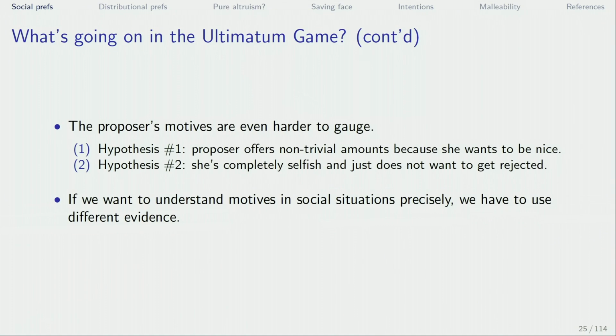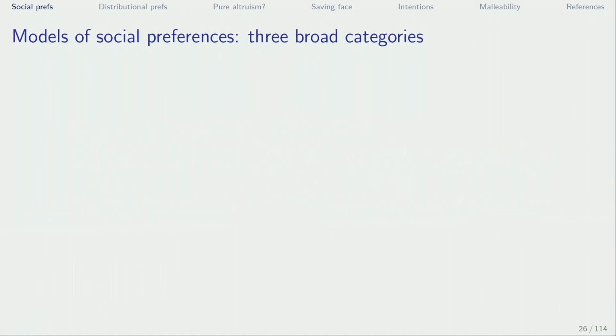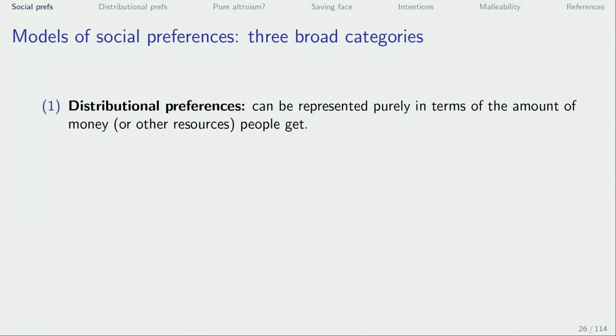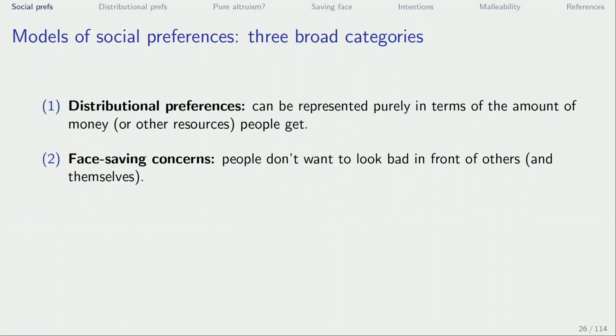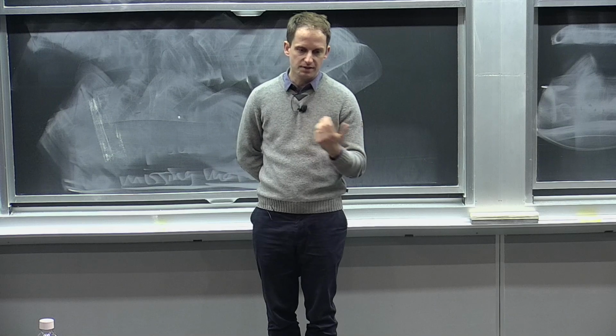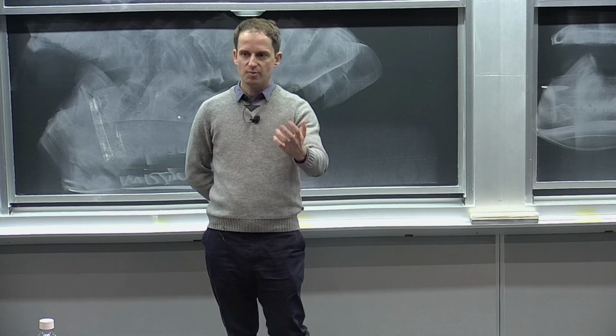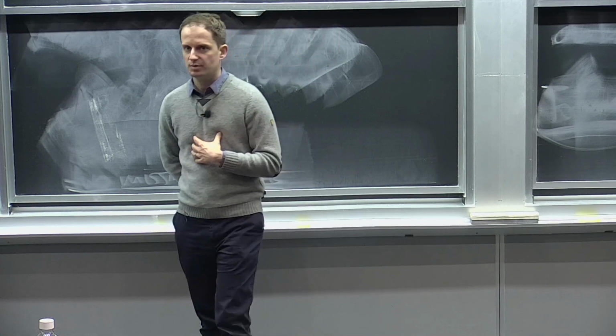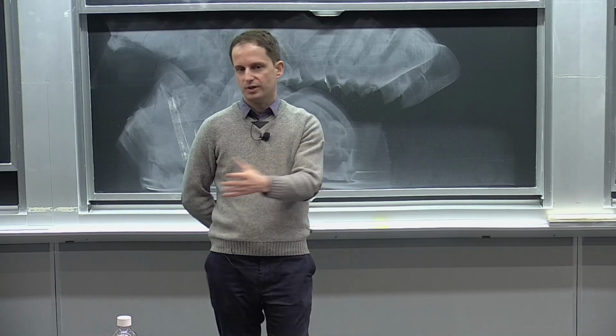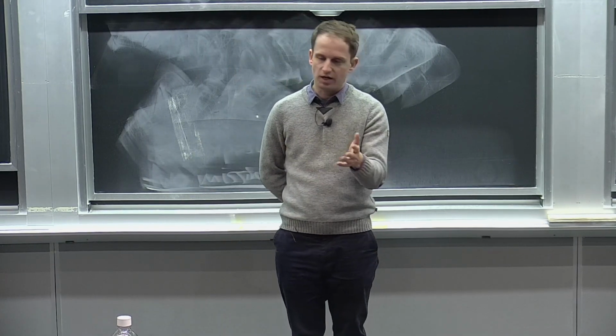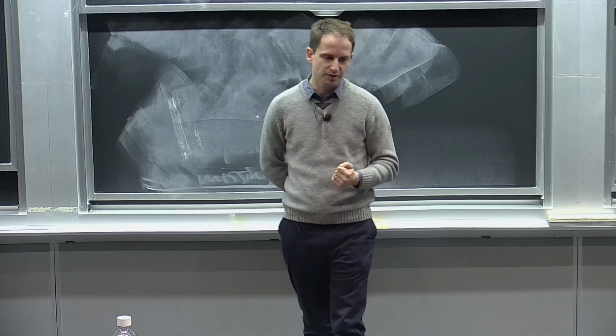So what do we need to do then? Well, now we need some other evidence. We talked about this already. When you think about social preferences, you can think about three broad categories, and we're going to talk about this a lot more. One is distributional preferences. This is to say that you care about outcomes. You care about how much each person gets. We can represent this as: I put some weight on my outcomes, I put some weight on your outcomes, and depending on what that weight is, I'm going to decide how to distribute outcomes. These are distributional preferences.